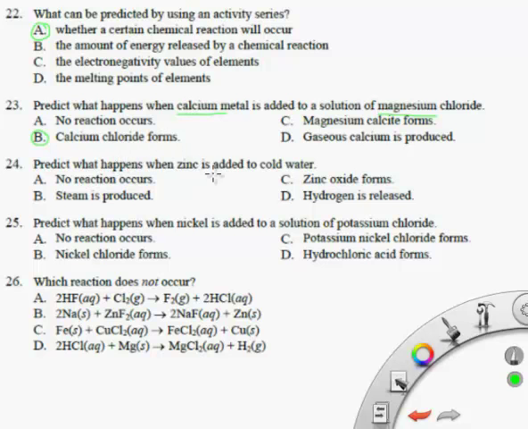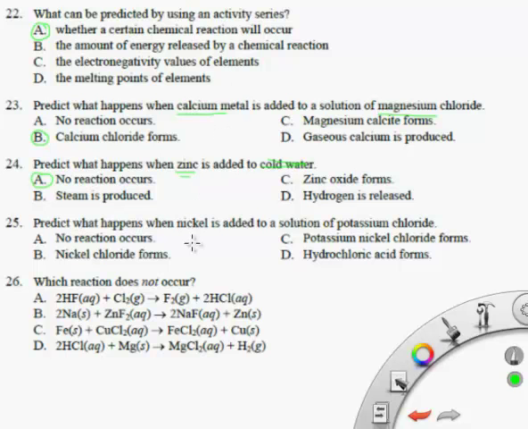Predict what happens when zinc is added to cold water. This is a simple read question. Look on the activity series, and you'll see that zinc will react with steam, but it will not react with cold water. No reaction will occur here.